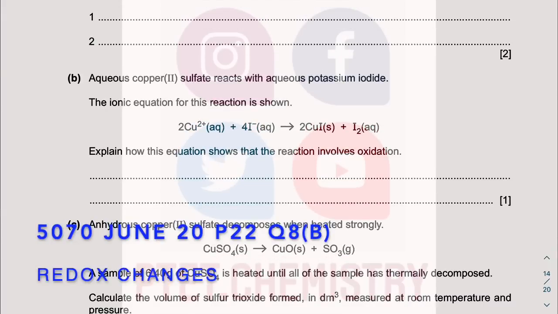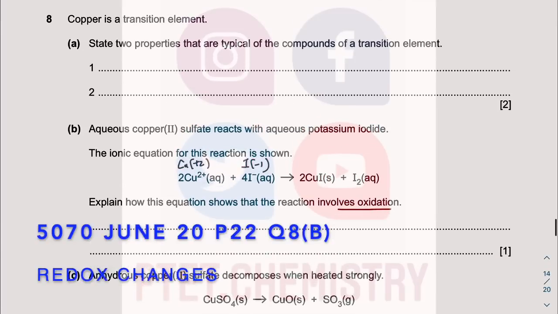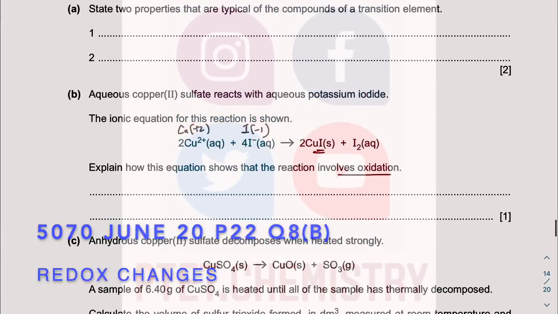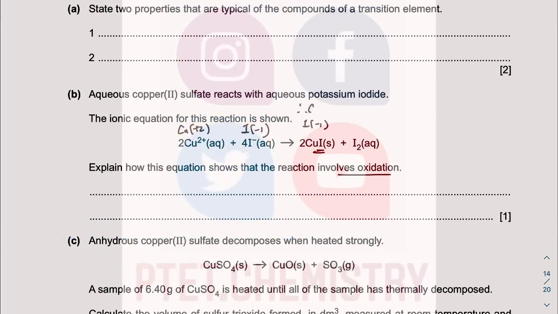Next bit there, how does this reaction involve oxidation? So this is copper +2. Look at the charge there. There is iodide, so this is iodine -1. This is also iodine -1. Therefore, it's copper +1. This is a molecule of iodine, so this is iodine 0. Okay, so how does it involve oxidation?